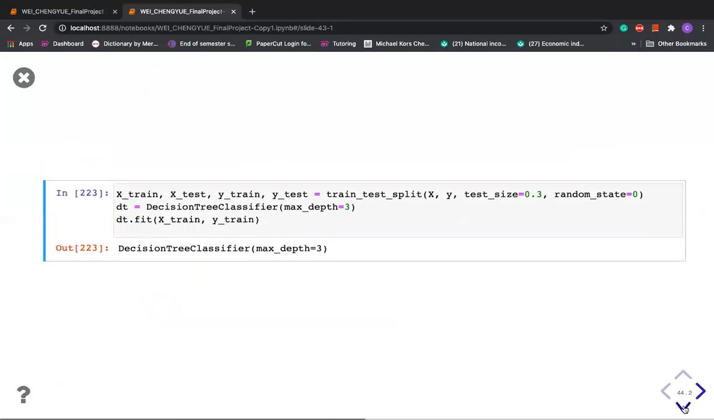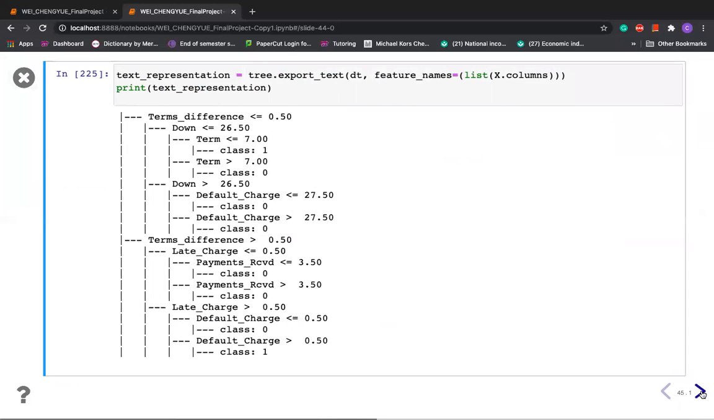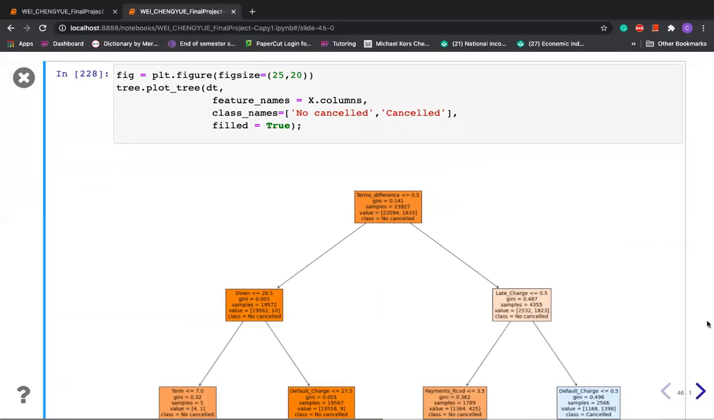So this is how I built the model, and we can see the accuracy of the model is around 94%. And then we have 99,400 customers who do not cancel the loan, and 46 customers who cancel the loan. And then basically this is how we got our classification here. I'm sorry the presentation cannot show the whole plot, but basically it shows how we make the classification for this model.